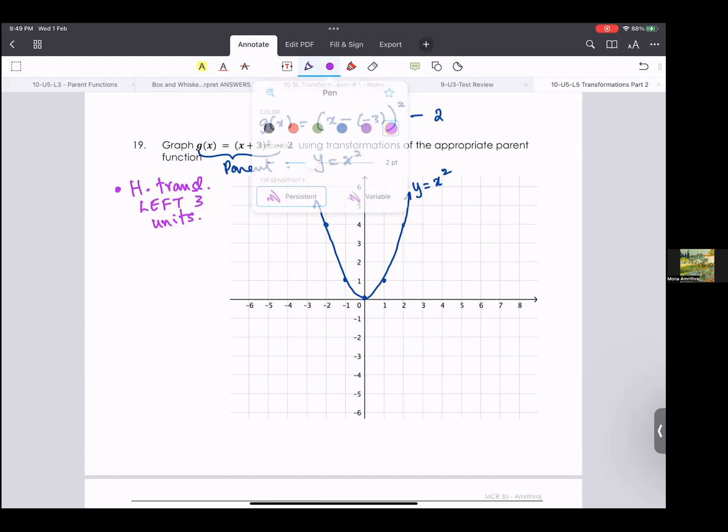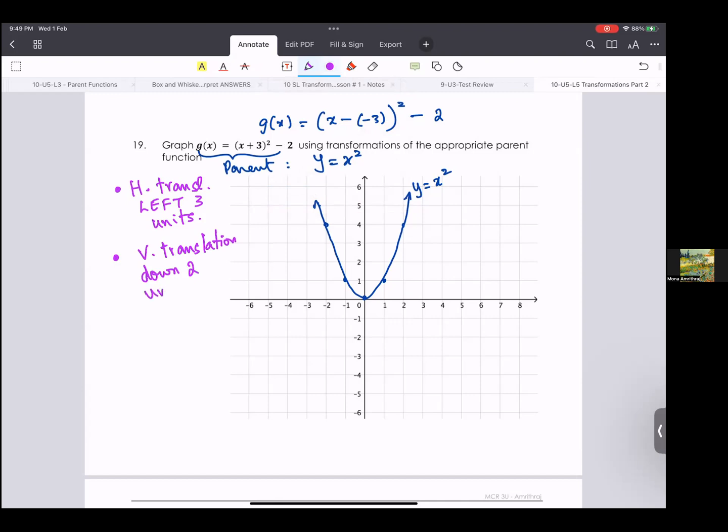Now there is also a second translation going on, and it's a vertical translation or vertical shift, if you want to call it, down 2 units. If I wanted to do it stage by stage, at this point you probably want to do it in one go, and that's perfectly understandable. But since some of you are probably still wrapping your heads around this, I'm going to do it in 2 stages. So I'm going to move left 3 units.